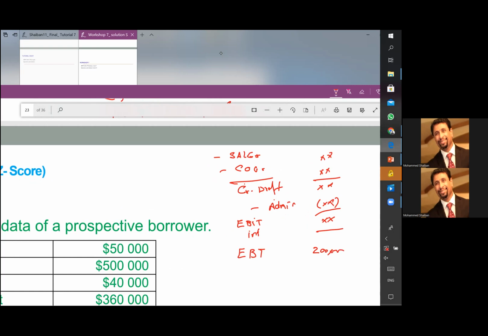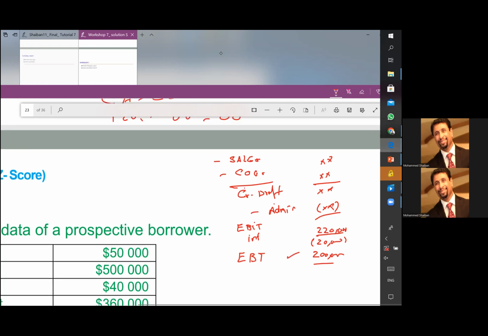$200,000, and the interest is actually 20,000, which means I have to decrease this from interest to get EBIT, which means this one is actually 220,000 earnings before tax. Earnings before interest and tax. You take the 20,000 interest, you are left with the EBIT.